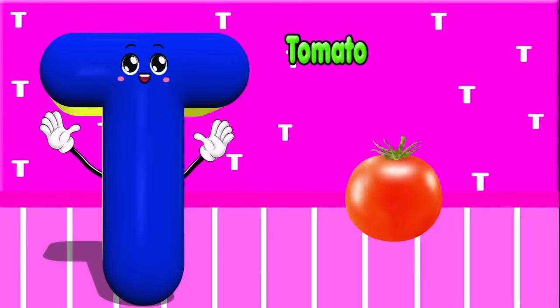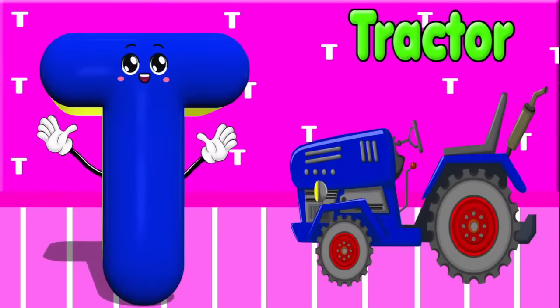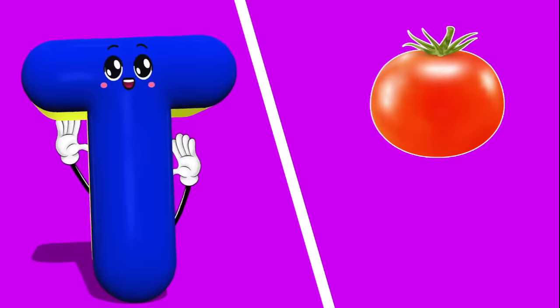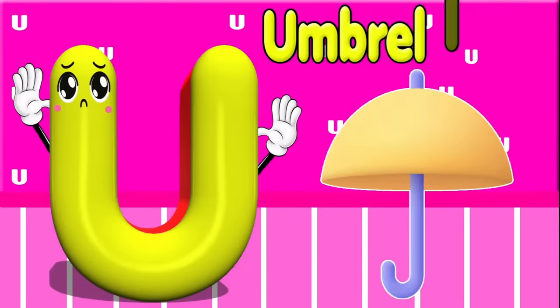T is for tomato. Tomato. T is for tractor. Tractor. T is for tomato. T is for tractor.